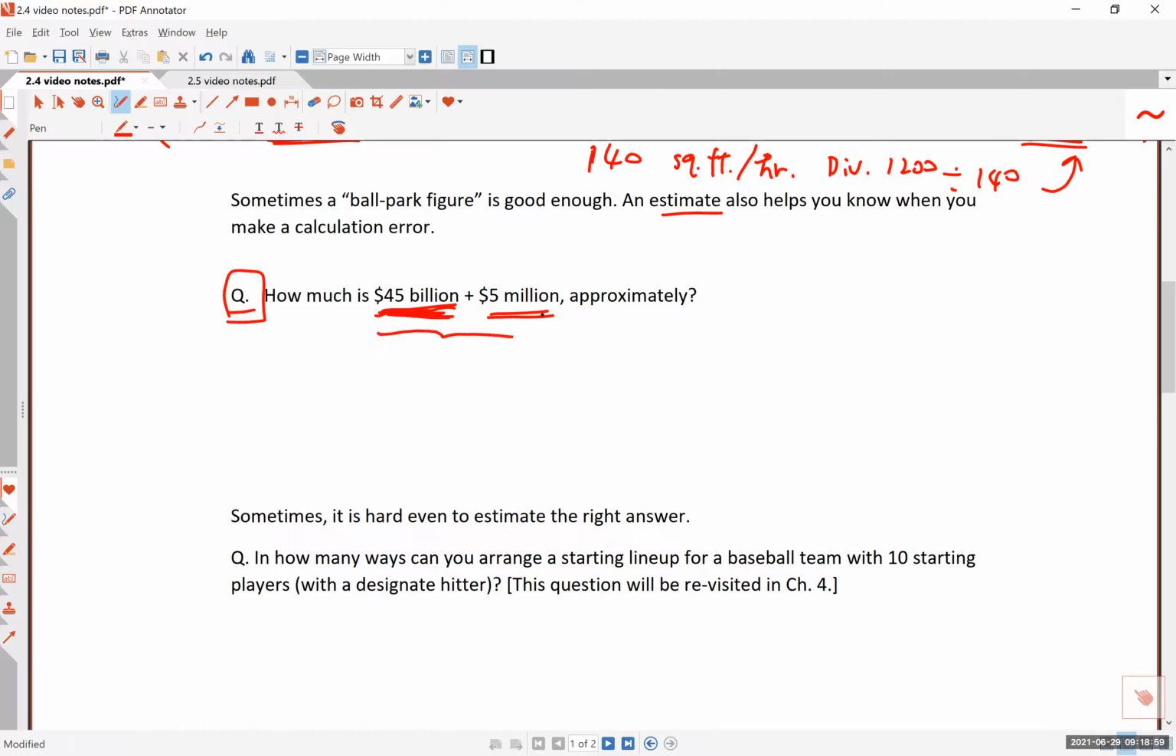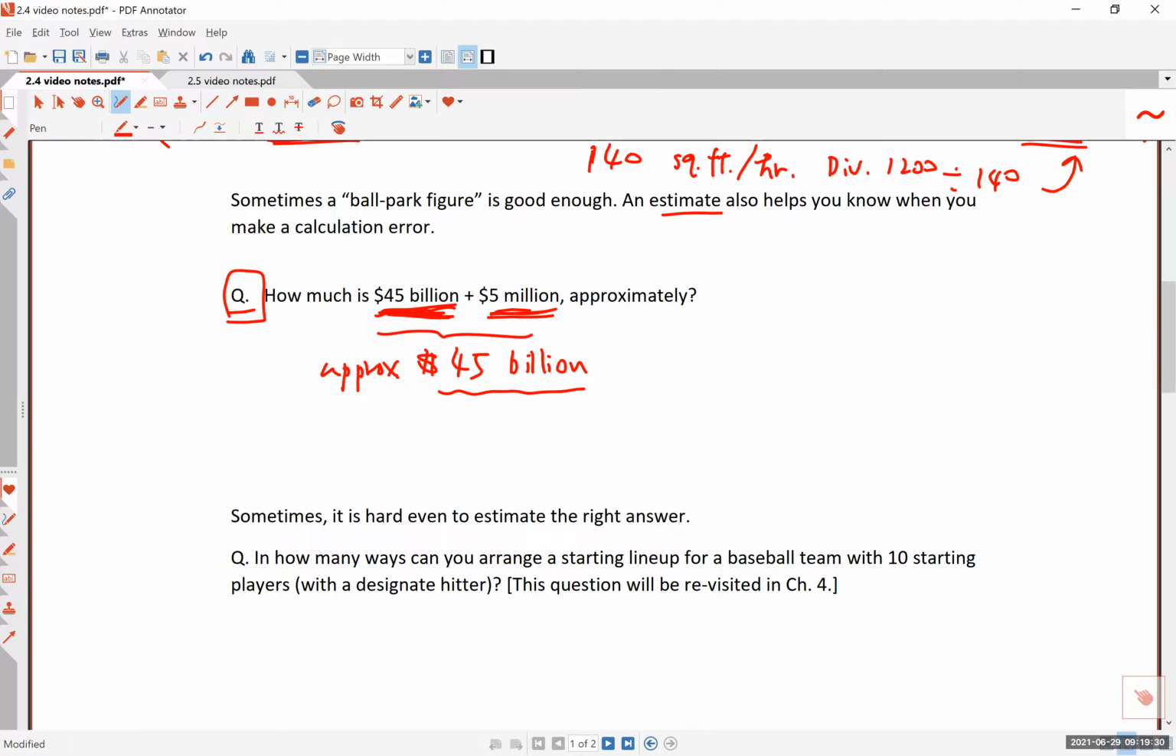Okay, now the precise answer is, of course, 45 billion and 5 million. That's about the only way to give you the precise answer. But what I want you to see is that this sum is approximately $45 billion. So what? Didn't you add 5 million? Yes, I did. But in light of how big this number is, 45 billion, 5 million is such a small number that it is almost negligible. Okay, it is almost like this.